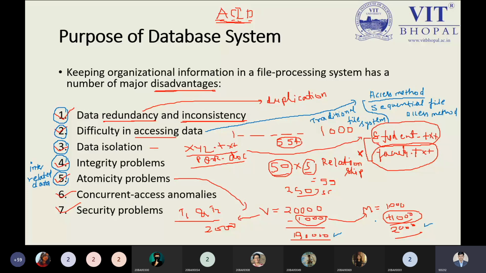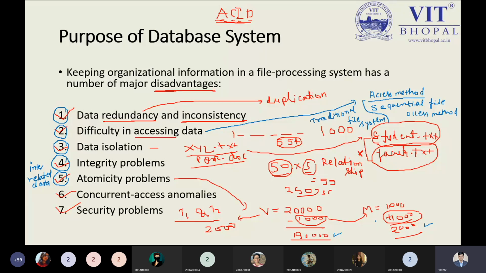The atomicity problem will be there in the traditional file system because it does not have this feature. Atomicity is basically a property of the database, and it is not dealt with by the traditional file system. That is why we have written atomicity problems over here, and we will see this in detail while studying the properties.